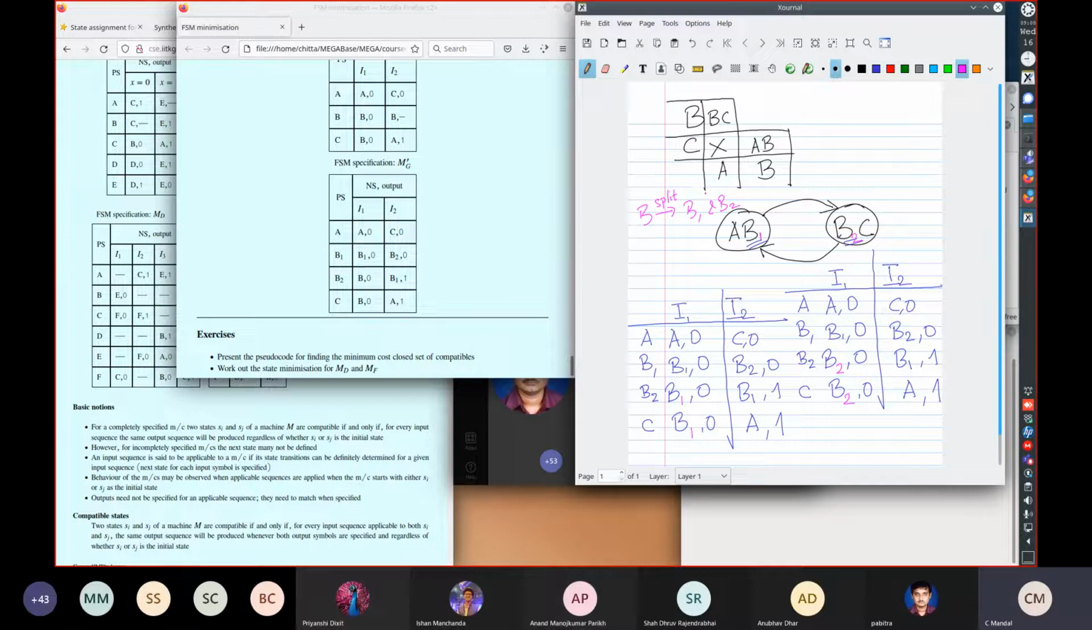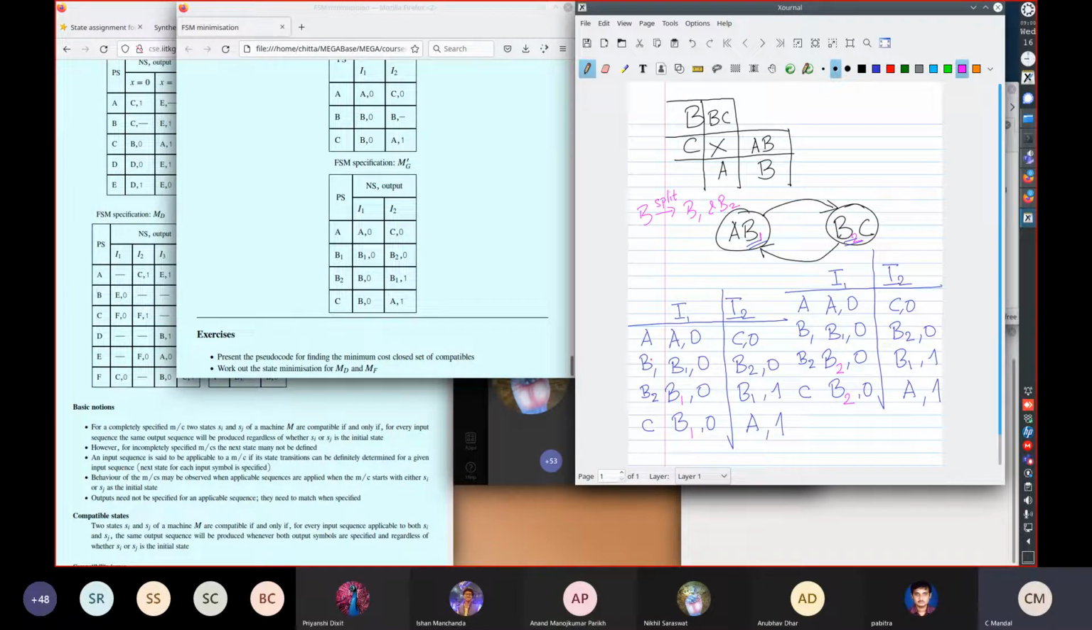Excuse me, sir, could you please explain it on the input 0? Why from state B1 are we going to B1 comma 0? We may also go to B2 comma 0. Yeah, so both options are taken into account, right? No, sir, from state B1.